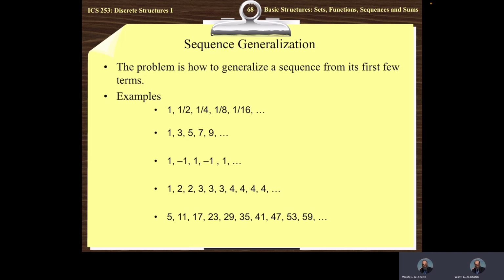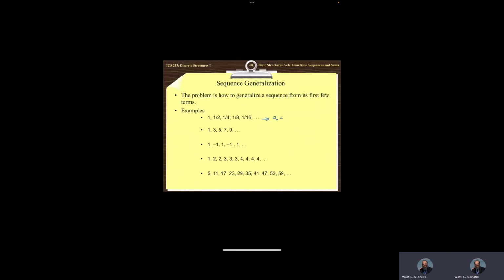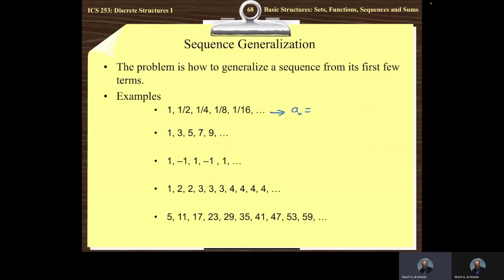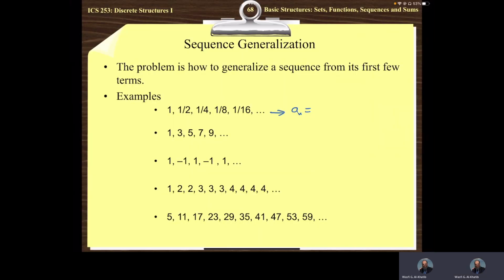So let's start with the first sequence. Can anybody tell me, if I want to write it in terms of an, what will an be in this case? Yes. It's 1 over 2 to the power n. Oh, n starts from 0, 1, 2, right?